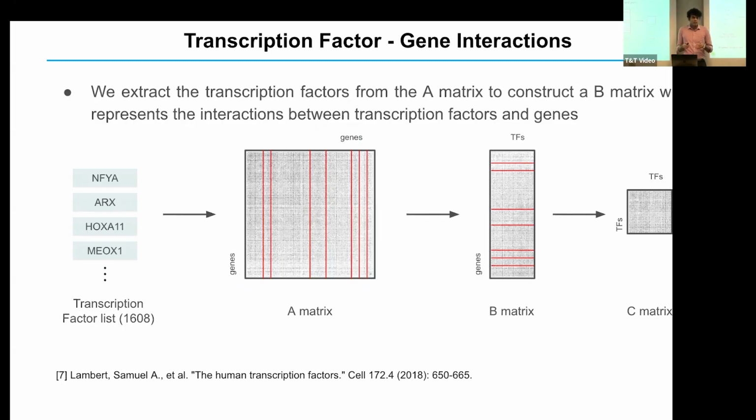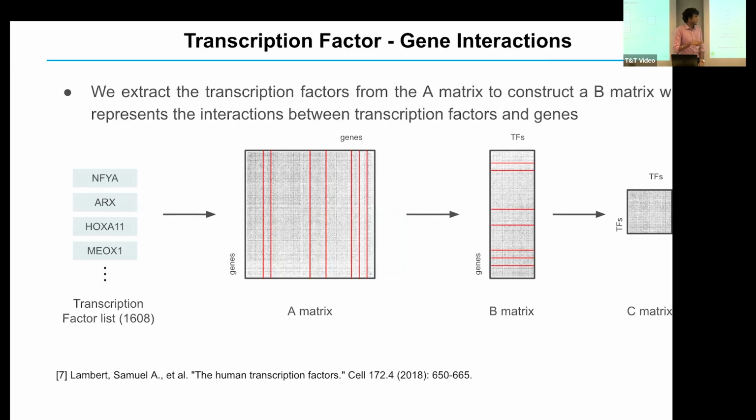We need to extract the B matrix, the control matrix that we discussed initially. How do you extract the control matrix? We need to determine which of the genes in the entire A matrix are actually transcription factors. So we took a list of about 1600 transcription factors from the human transcription factors database. From this list, similarly to how we extracted the cell type specific network, we extract just the columns that correspond to these transcription factors.